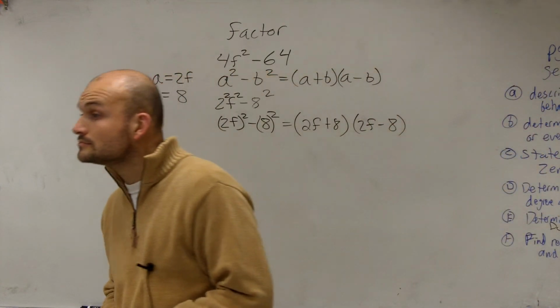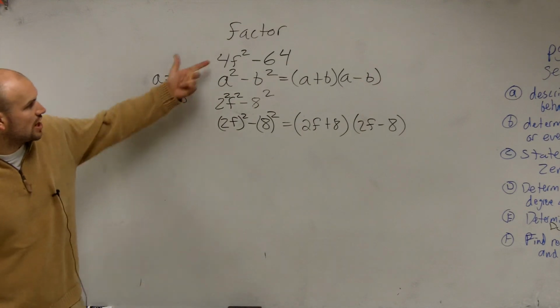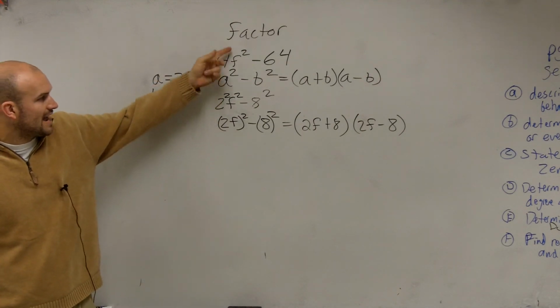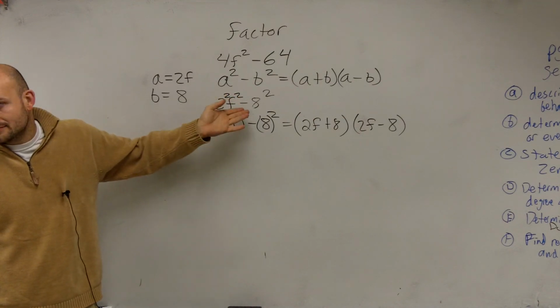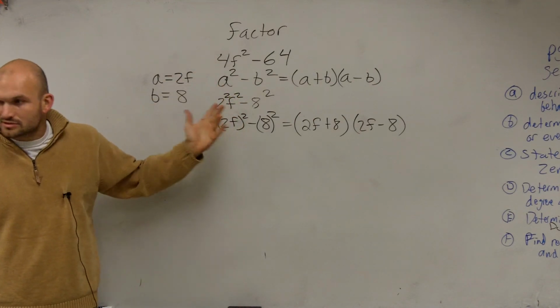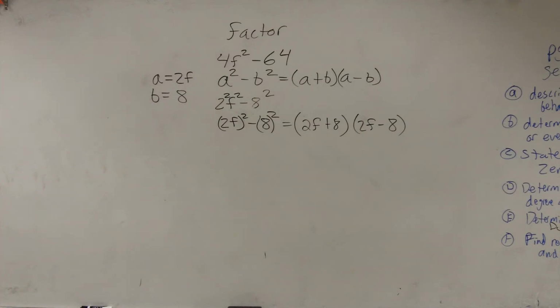Yes? Why do you have to put it like 2f squared minus 8 squared? I didn't. I just saw that 4 is 2 squared, and f is f squared, or f times f. So I was just rewriting it. You can just take a look at it; you don't have to do it like that. Make sense, kind of?